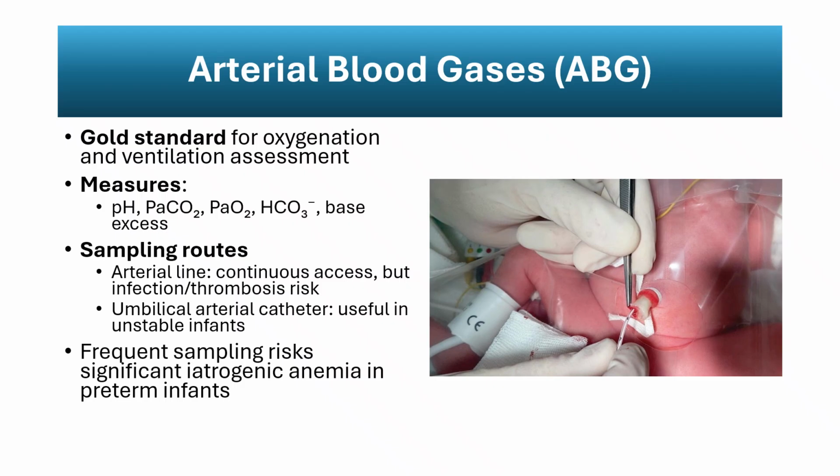Because preterm infants have limited circulating blood volume, frequent or unnecessary sampling can lead to iatrogenic anemia requiring transfusion. Careful coordination of blood draws with other laboratory testing and the use of microvolume collection systems help limit cumulative loss. The balance between accurate monitoring and preservation of blood volume is a constant consideration in neonatal respiratory care.